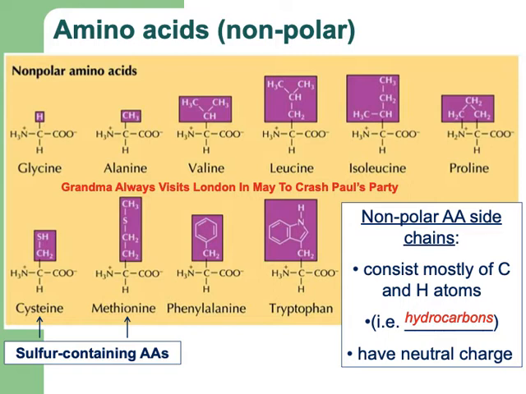And so in order to remember these, I've developed the mnemonic, Grandma always visits London in May to crash Paul's party. So G meaning glycine, A alanine, V valine, London stands for leucine. In, for the I, is isoleucine. M is methionine. T for tryptophan. C for cysteine. P for proline. And the last P being phenylalanine. So if you remember this mnemonic, it will certainly help in remembering what the nonpolar amino acids are.